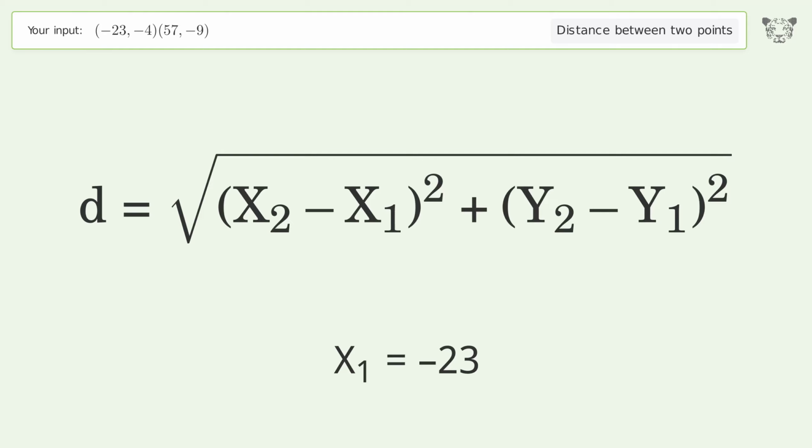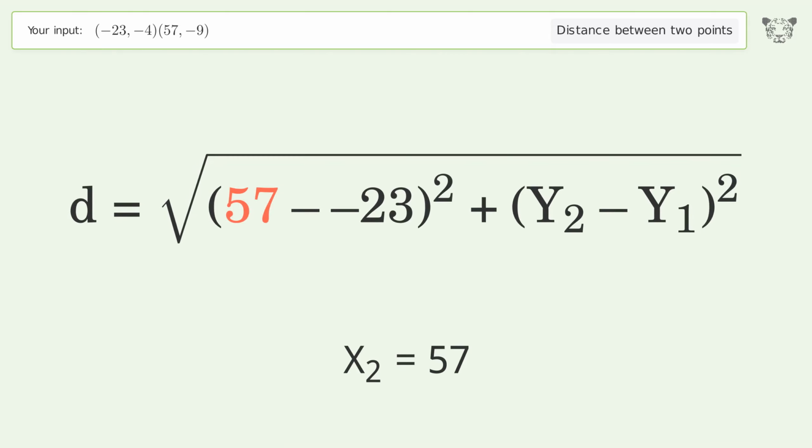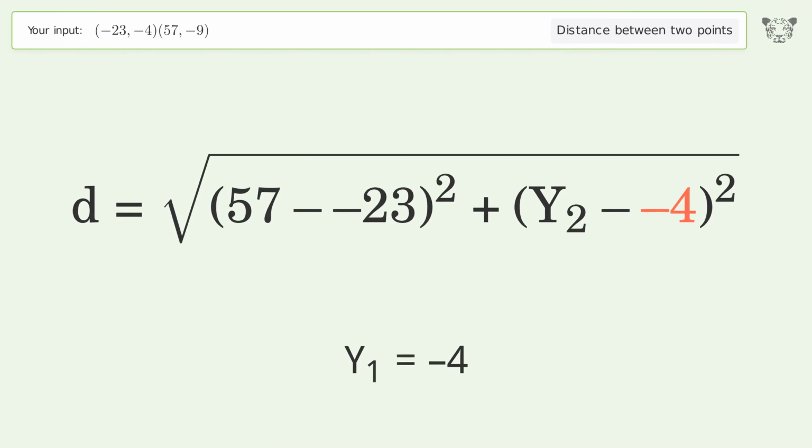x1 equals -23. x2 equals 57. y1 equals -4. y2 equals -9.